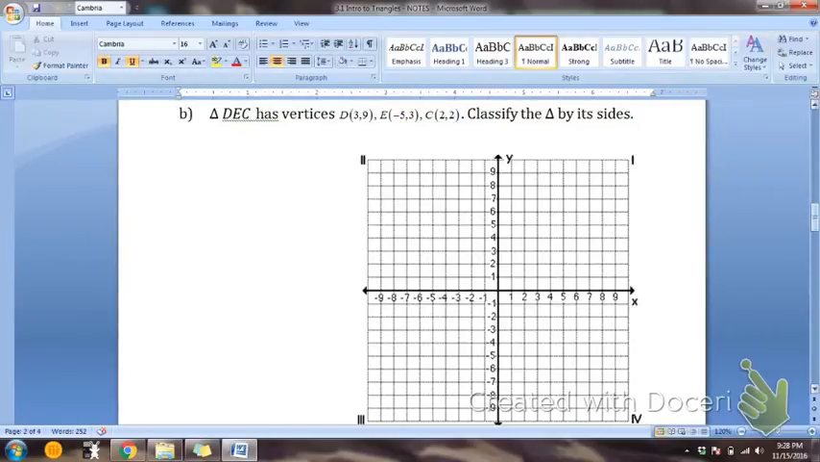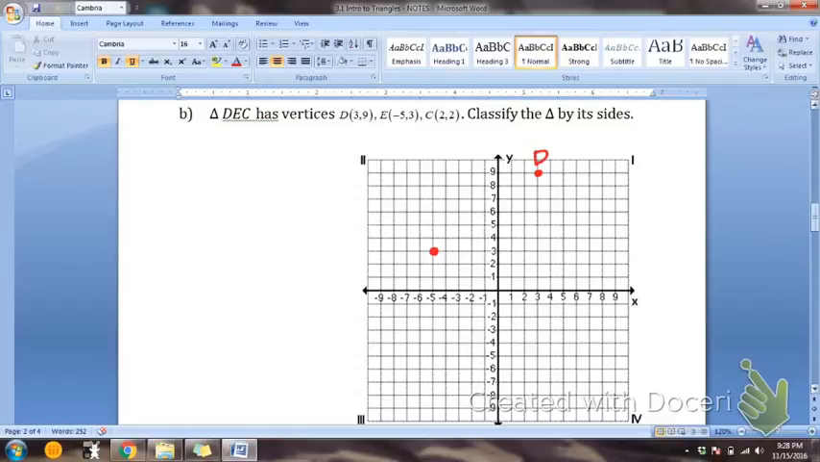All right, example B says that we have triangle DEC with vertices listed here. Let's classify the triangle by its sides. Well, I can't classify the triangle by its sides if I have no idea what it looks like. So the first thing to do is to graph these 3 points. So let's plot these 3 points. As I do it here, I want you to do it at your seat on your paper. You know how to graph. Set the X first, then the Y. Please make sure you label the points as you are graphing them.